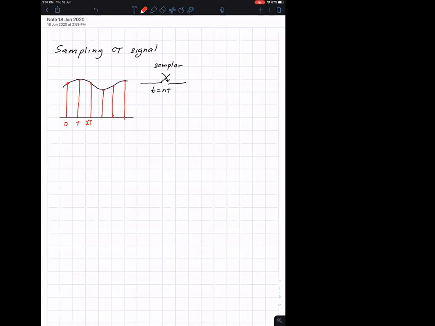So that's you sampling a continuous time signal, and then you output the sampled signal as a discrete time signal. For example, let me cut a copy and paste here. If I delete this, what you're going to see at the output is a discrete time signal. The discrete time signal is just a sequence of numbers.